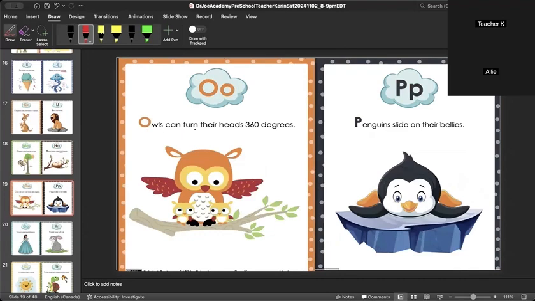Owls can turn their head 360 degrees. Okay, so owls can turn their heads 360 degrees. Yes. Next one. Penguins slide on their bellies. On their bellies. Perfect. Good job. Next one.